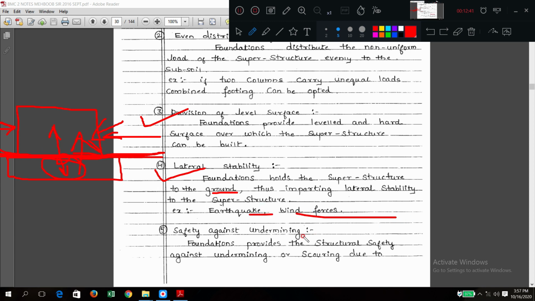Safety against undermining. What happens if you put the building directly like this? Undermining means, some animals will be there, no? So like this they will come and get inside. By providing the foundation, these are restricted, so undermining is not there. That is why we have written safety against undermining, meaning burrowing animals will not come inside.